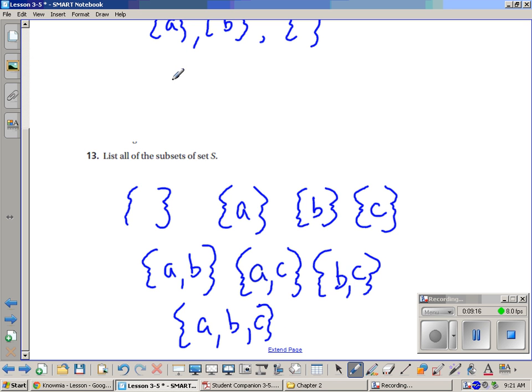Oh, that was one I forgot up here. Anytime you have a set, a subset of it can be itself. So we have empty set, A by itself, B by itself, C by itself, and then the pairs AB, AC, and BC, all subsets, and then ABC is the original set.